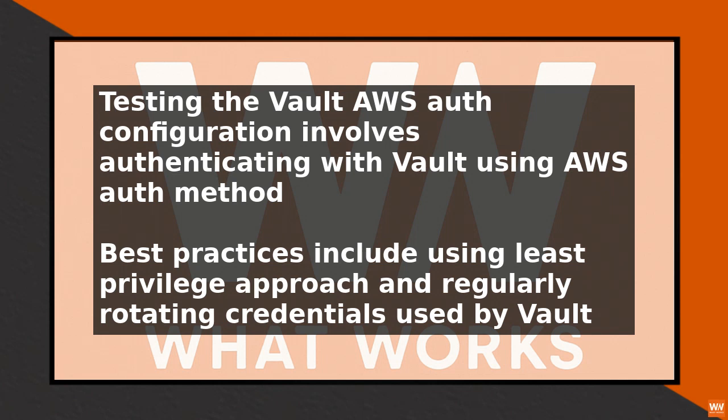In conclusion, setting up Vault AWS Auth is a straightforward process that involves creating an IAM role, configuring the Vault Auth backend, and configuring the AWS Auth method. By following the steps outlined in this tutorial, you can configure Vault to authenticate with AWS and manage access to your AWS resources.